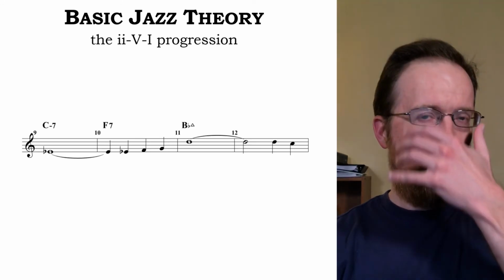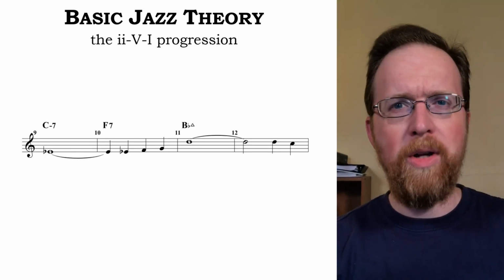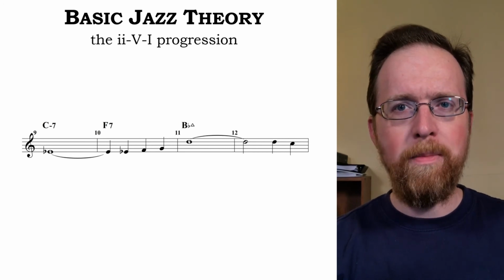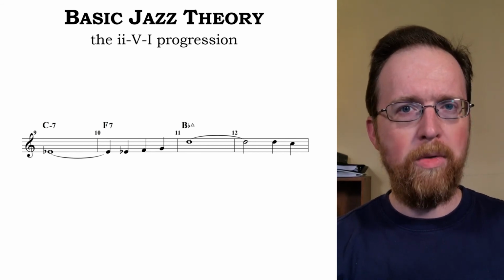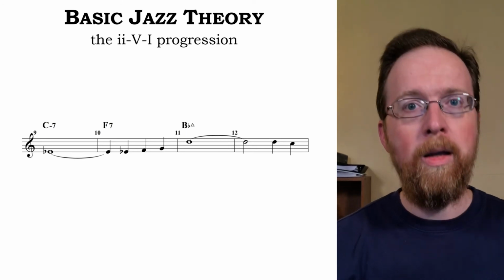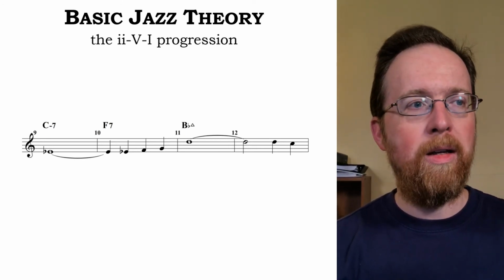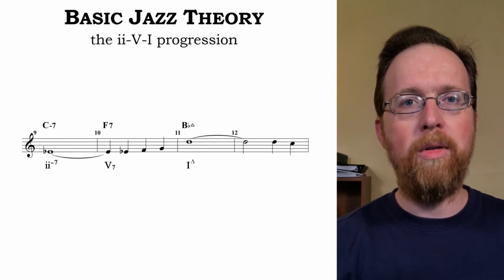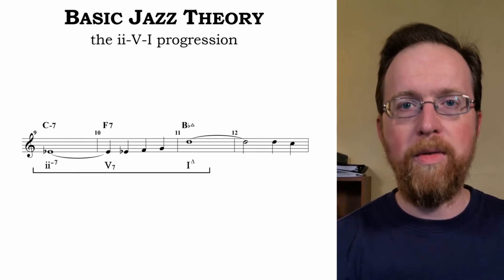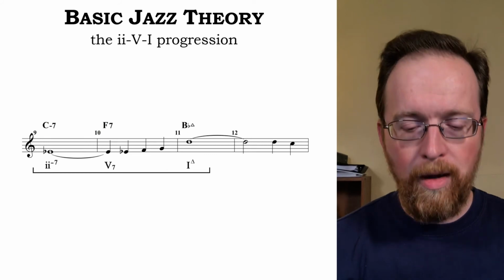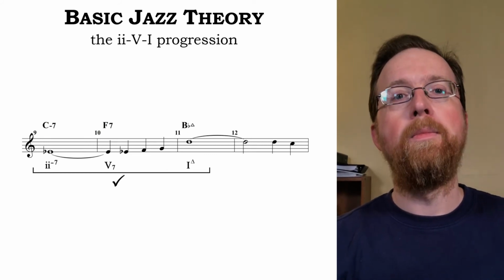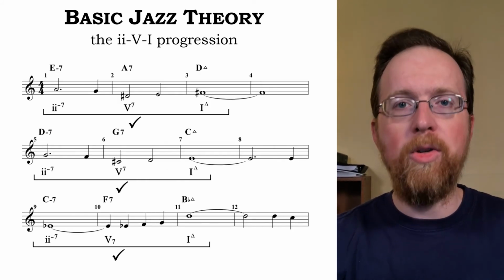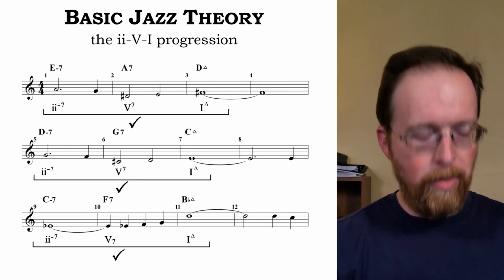All right. The third phrase, measures 9 through 12, repeats the same process. The C major 7 tonic that we had in measures 7 and 8 becomes a minor 7, so we'll label that as a 2 minor 7. It's followed by an F dominant 7th resolving to a B flat major 7. And that's the tonic. So these 3 phrases all incorporate a 2-5-1 progression.